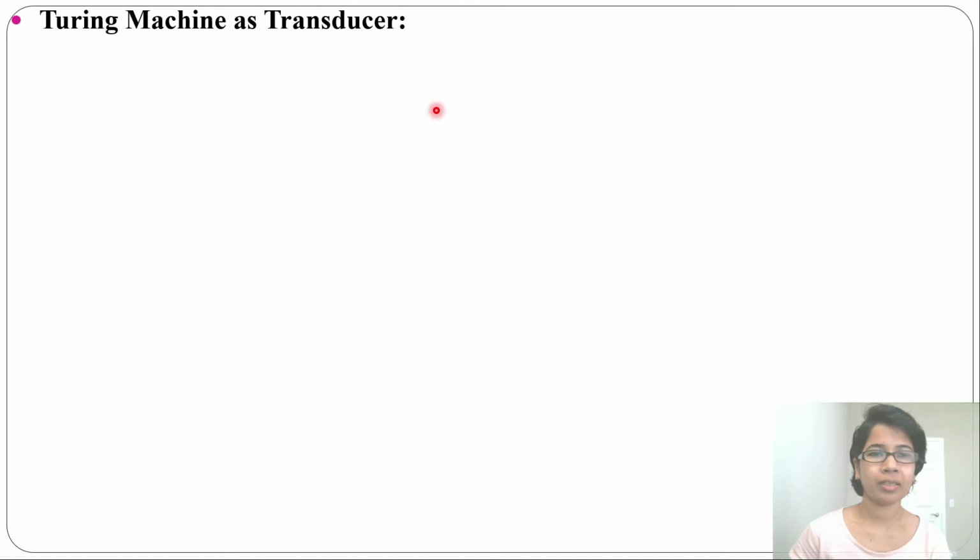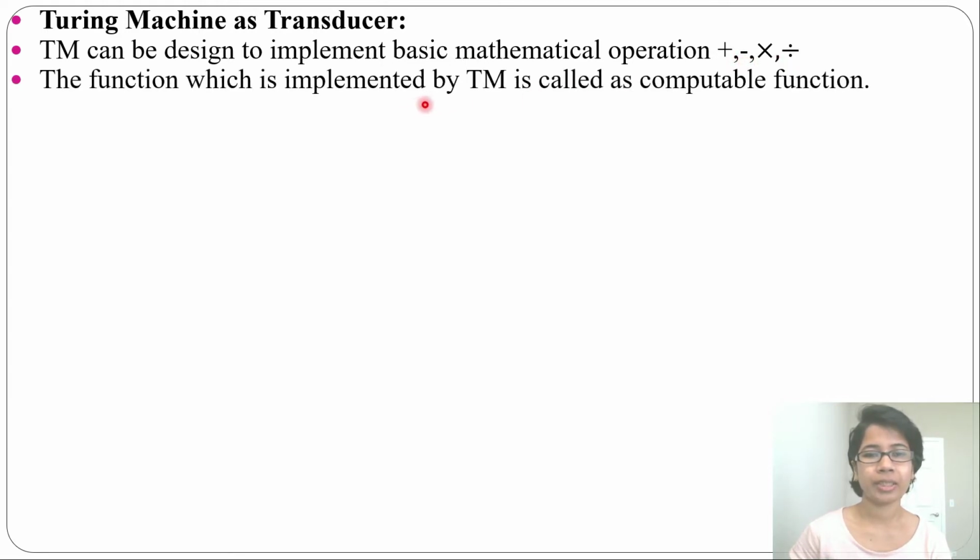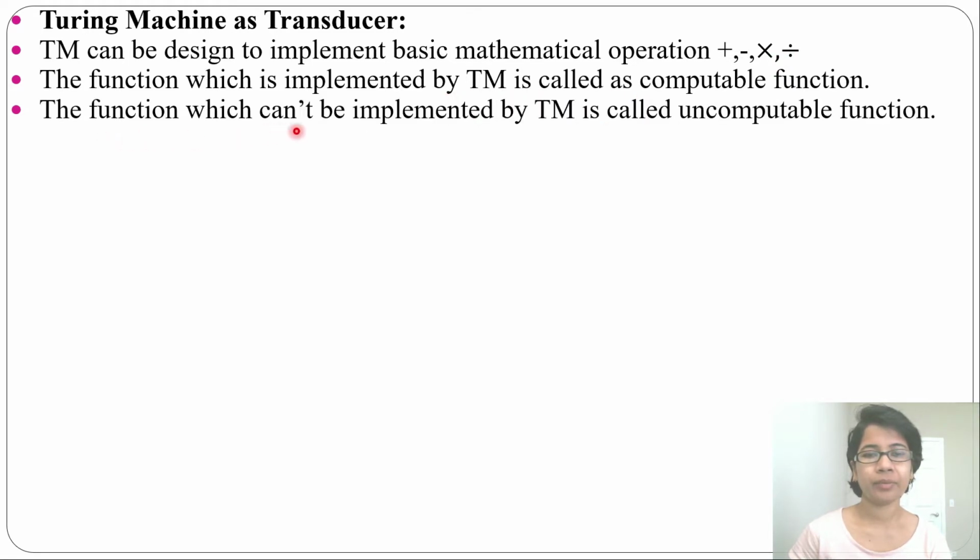Hi, till now I discussed Turing machine as a language acceptor. Let's discuss Turing machine as a transducer. Transducer means you can do some operation and you can get some output. Turing machine can be designed to implement basic mathematical operations like plus, minus, multiplication, division. The function which is implemented by Turing machine is called computable function. The function which cannot be implemented by Turing machine is called uncomputable function. For example, root x, log of x, that you cannot implement on Turing machine.